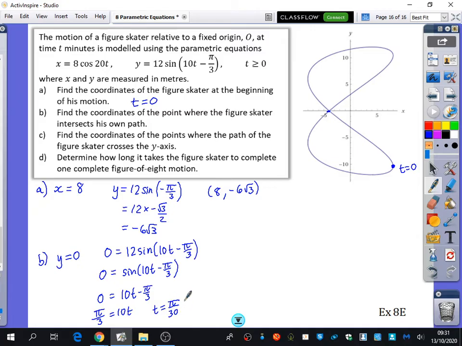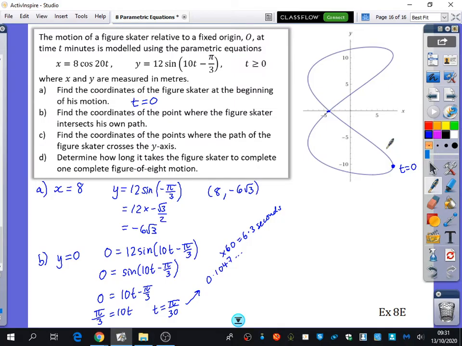So the next thing I'm going to do, actually, I just want to talk about that a little bit more. Pi over 30 is a very small number. Pi over 30 is 0.1047. But what is time being measured in this question? It's in minutes. So if I multiply that by 60, I get 6.3 seconds. So from here to here, it's taken 6 seconds for the ice skater to get to this particular location. Okay, just to think about what's actually happening in here and what all of the different things mean.